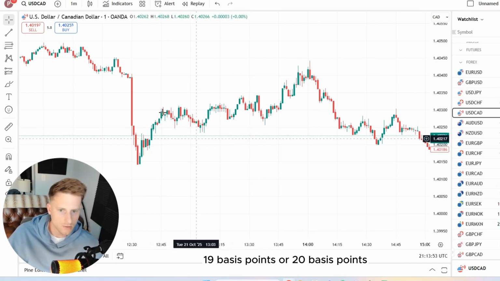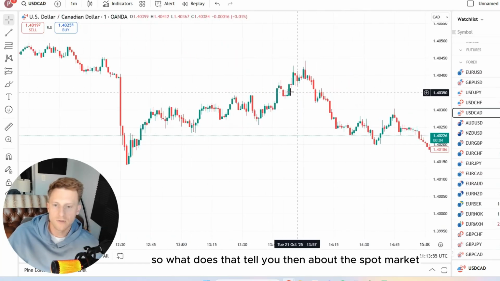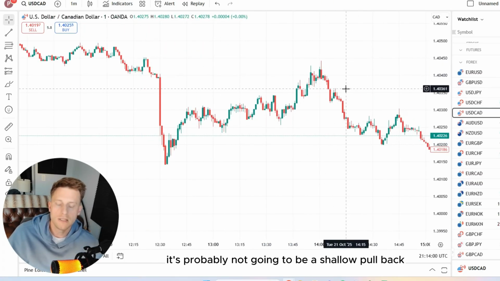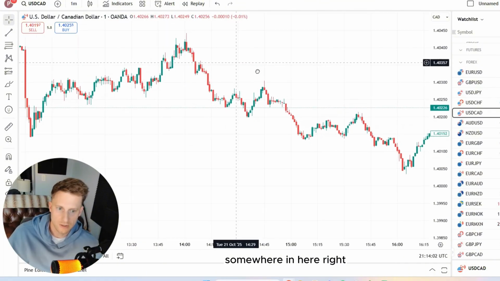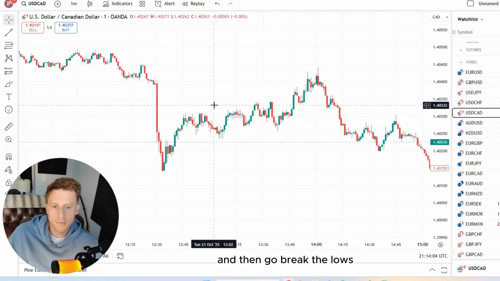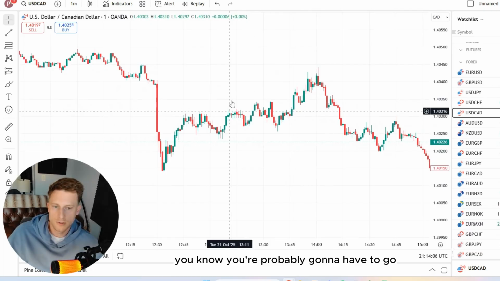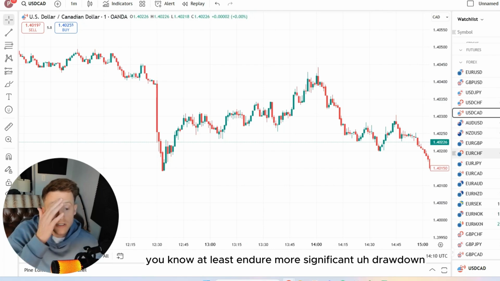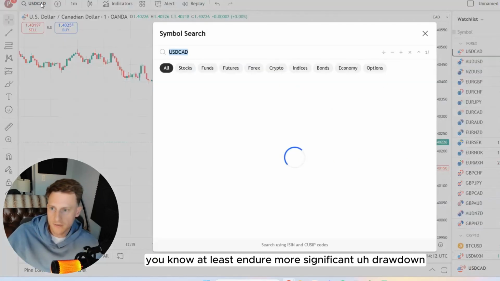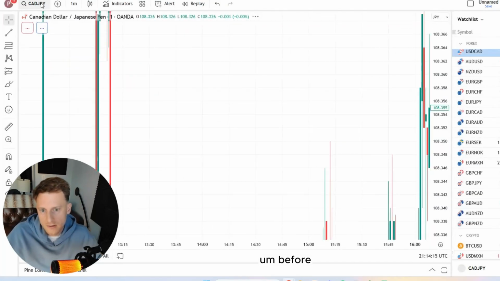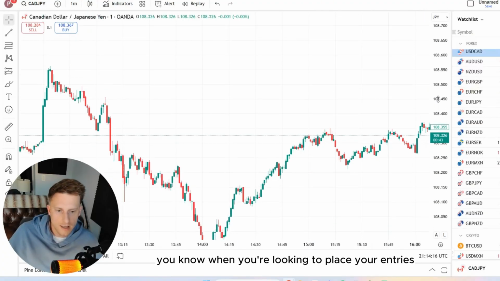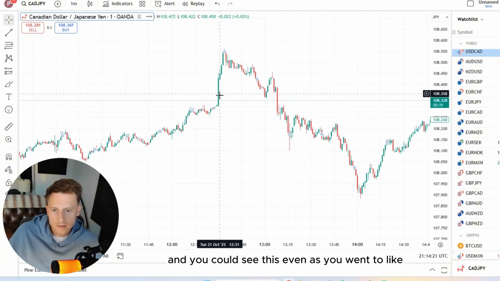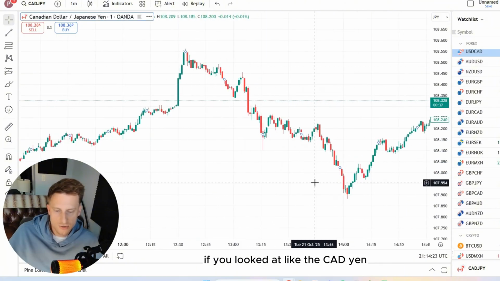And then go break the lows. You're probably going to have to go for a more significant pullback, or be willing to at least endure more significant drawdown before, when you're looking to place your entries, you need to place them deeper, essentially, right? And you could see this even if you looked at the CAD yen, if you're looking to trade the CAD yen, take a look at this. You see this sort of price action happen.